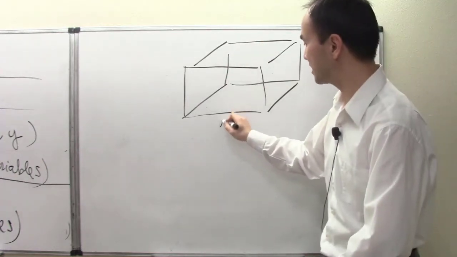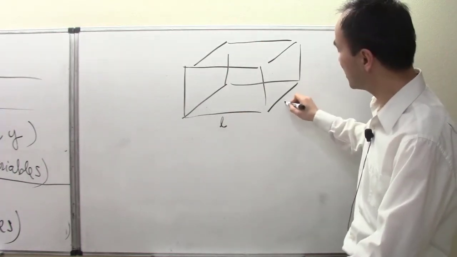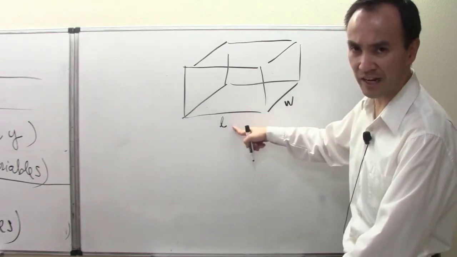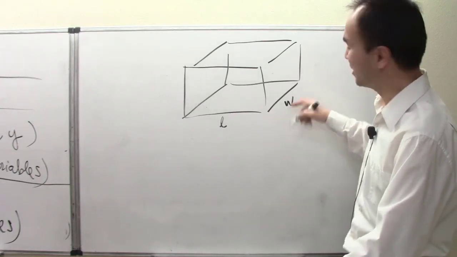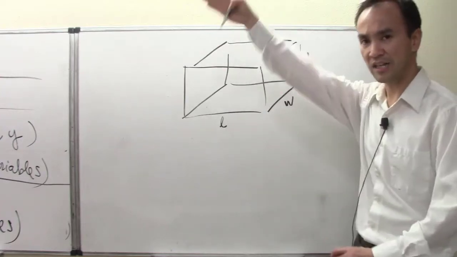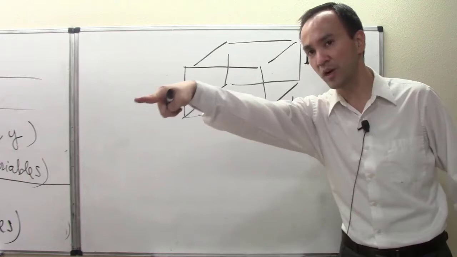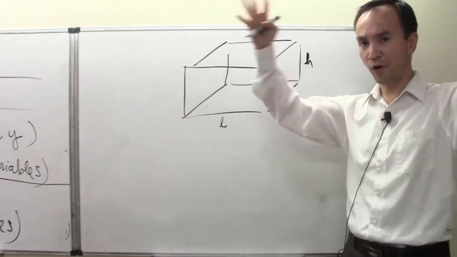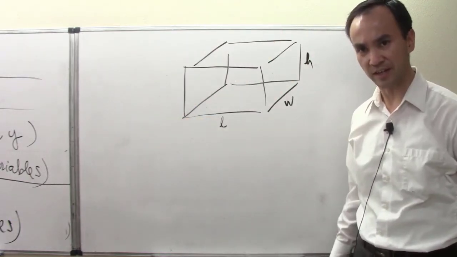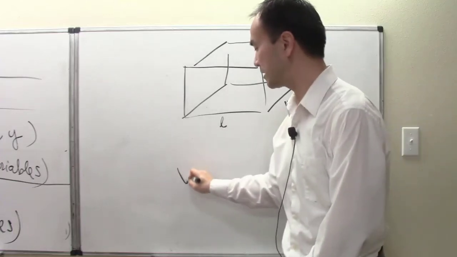So the room here has some length L, it has some width W, and it has some height, the height of the room I'm standing in right now. There's a length of the room and there's a width of the room. But how much volume, how much space do I have to stand here? So now I call that a volume.